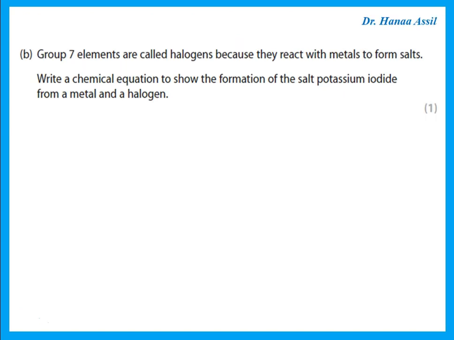Group 7 elements are called halogens because they react with metals to form salts. Write a chemical equation to show the formation of the salt potassium iodide from a metal and a halogen. So if I'm trying to make potassium iodide, which metal should I use? Of course, potassium. Which halogen should I use? Iodine. Remember, iodine is diatomic, so I'm going to write it I2. Potassium iodide. Valency of potassium is 1, valency of iodine is 1, and then we need to balance. Remember that a chemical equation must be simple and balanced.